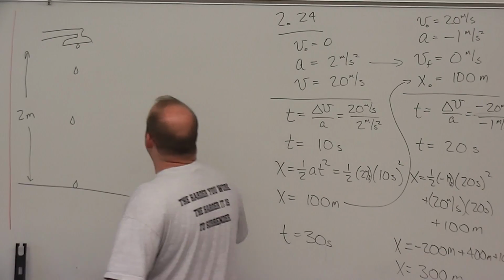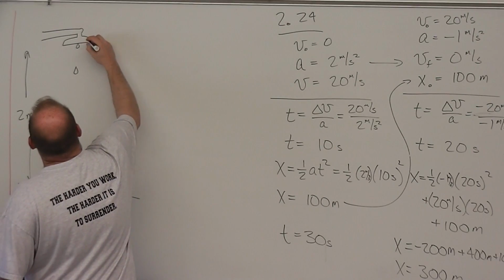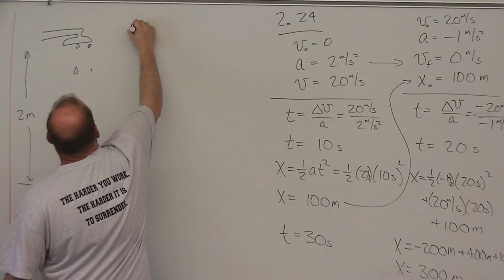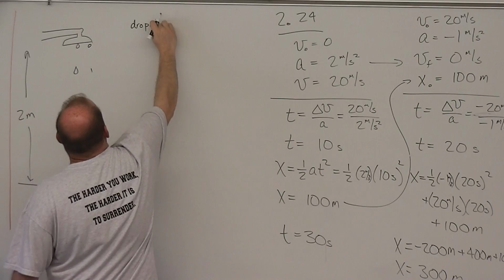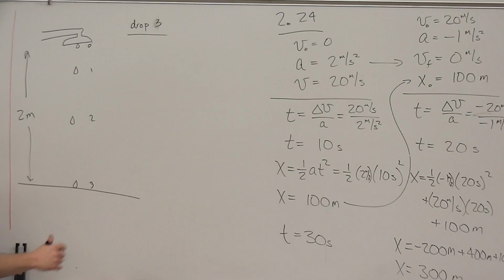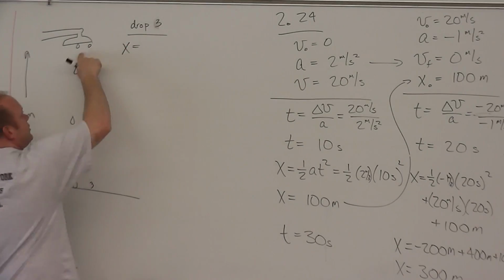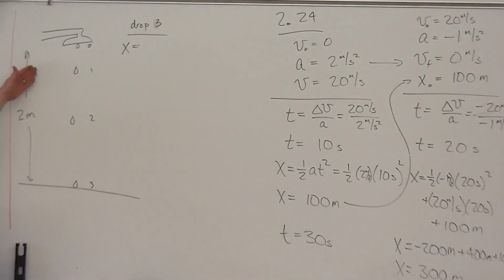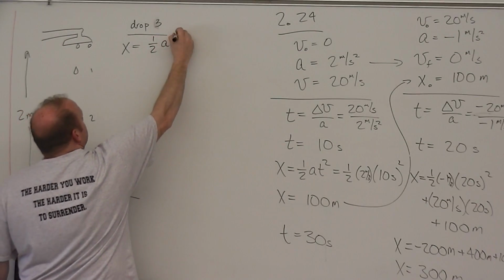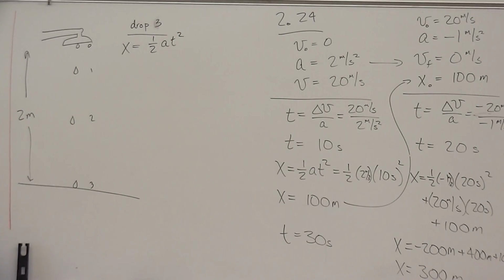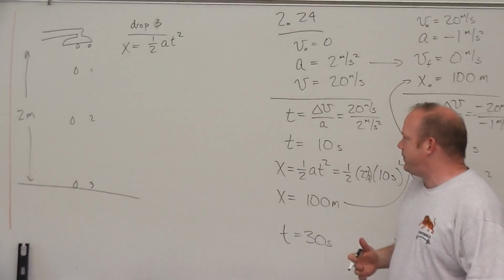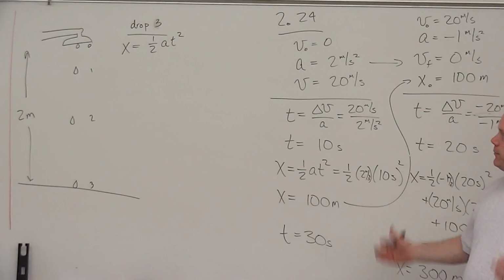So now I'll just go drop 0, drop 1, drop 2, drop 3. Drop 3 has fallen the full 2 meters. Initial velocity is 0. I'm going to make down positive. So I can just go x is equal to 1/2 at squared. You don't have to make up positive. You can make down positive. There's no reason why you can't. It helps eliminate some terms.